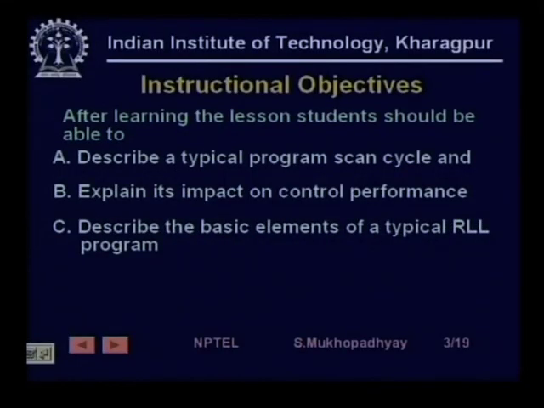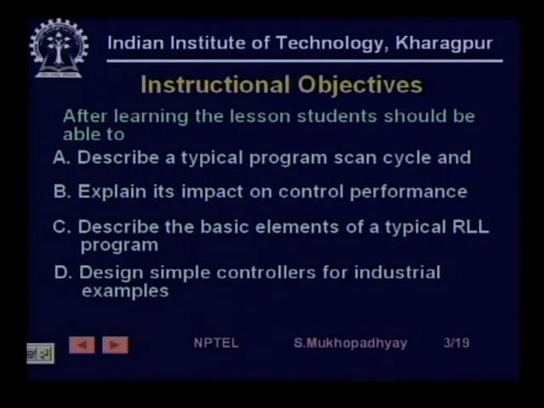Then we will go on to describe the basic elements of a typical relay ladder logic program. Today we will look at the very simple elements of the program, and in future lectures we shall go on to see more advanced programming elements. And finally, we will take two of the simplest examples and see how exactly a relay ladder logic program segment could look like, and also would learn to interpret a particular RLL program.